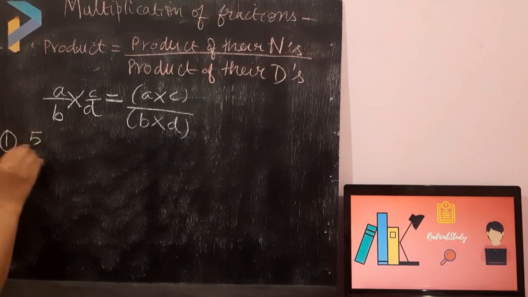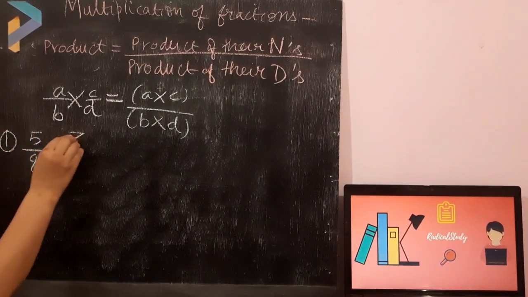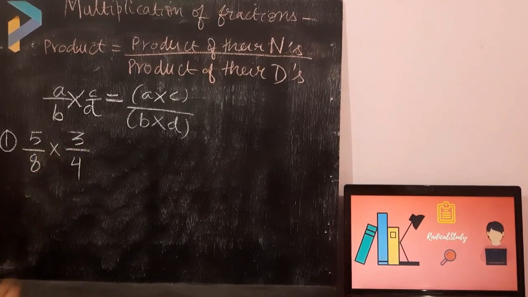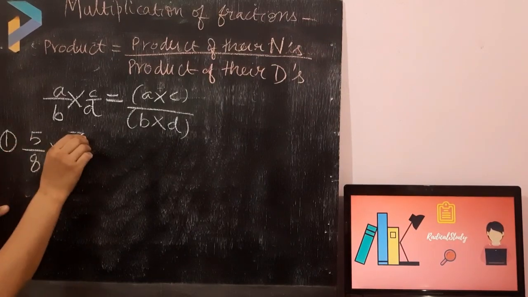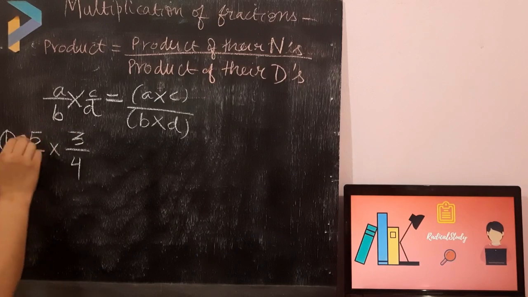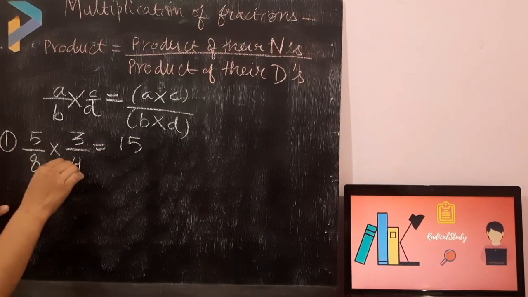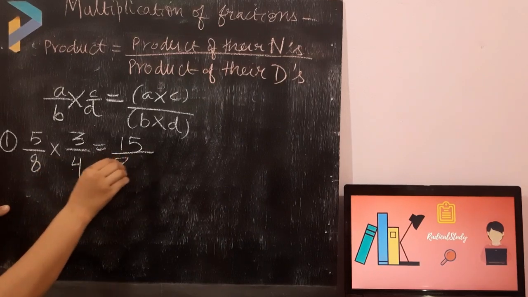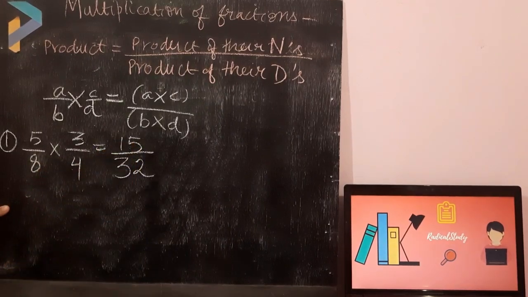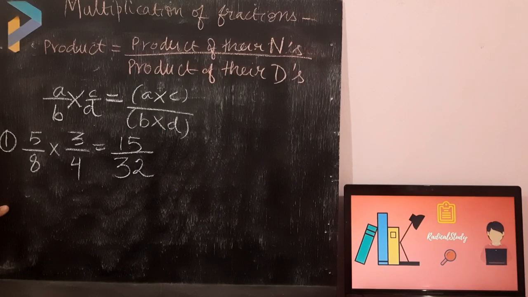So the first is 5 upon 8 into 3 upon 4. So both the numerators will be multiplied. 5 3s are 15. 8 4s are 32. Now can we simplify this fraction? No, we cannot simplify this fraction, so this will be like that only. If the fractions can be simplified or can be reduced, then you have to reduce, but it is not compulsory to reduce it. It's up to you.